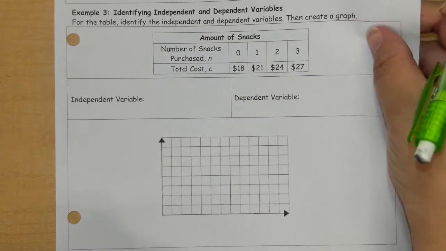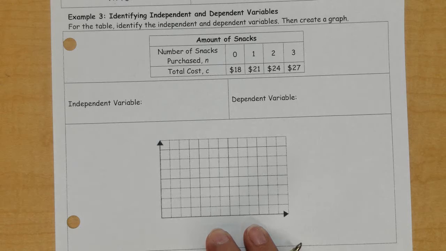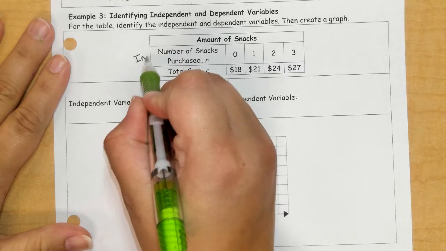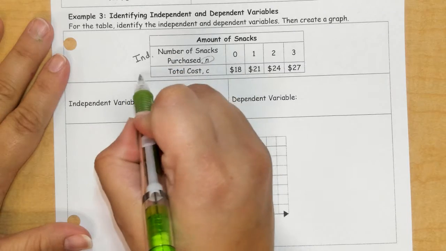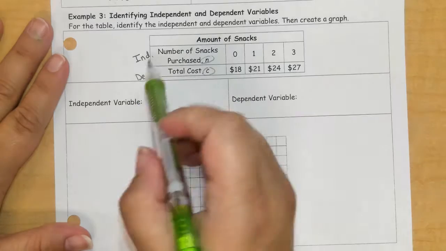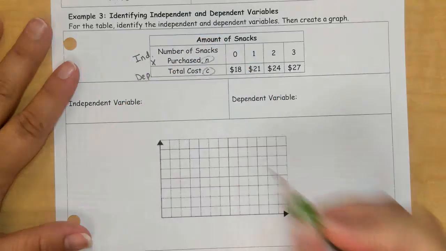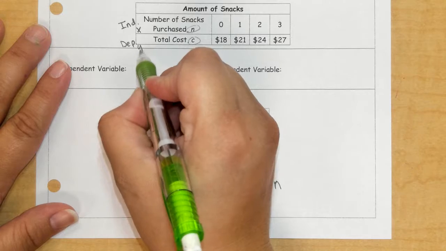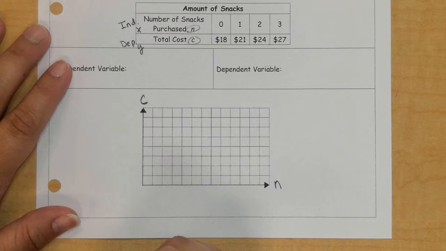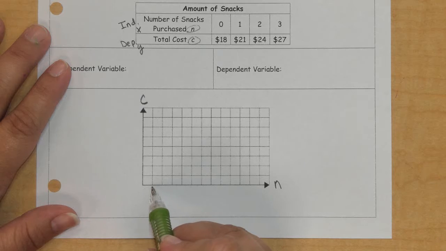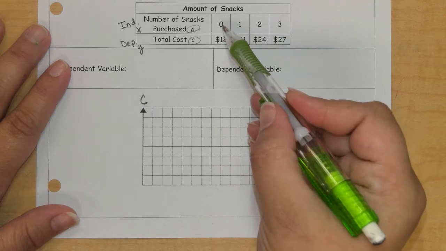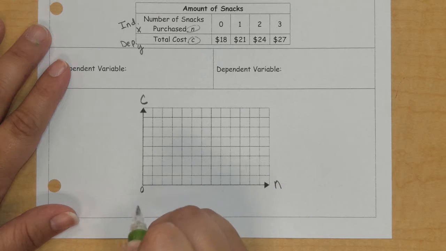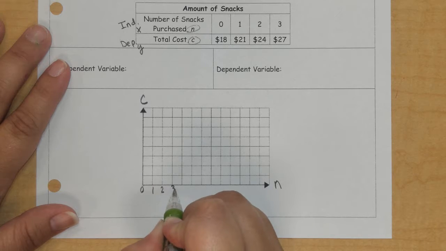For example 3, it says identify the independent and the dependent variables. For the table, identify your independent and your dependent. So the first one here would be your independent, which is N. Your second one would be the dependent, which is C. So your independent acts as like your x value or your x-axis, so that would be down here. Your dependent acts as your y-axis, and we would label that C. Now we would have to label the grid lines down here. So it looks like we have 0, 1, 2, 3. It's just counting by ones. So the intersection here, the corner, that's 0, 1, 2, and 3.